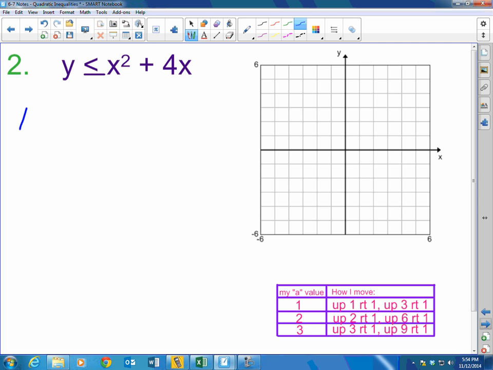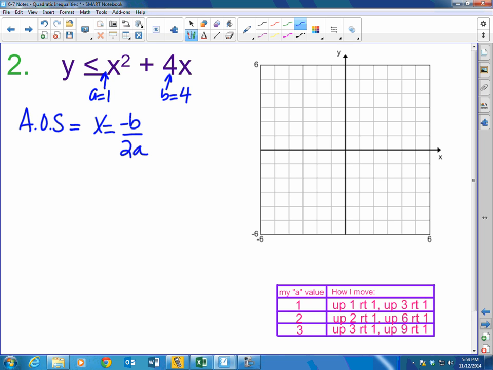If you remember from the very first day that we did quadratics, we learned the equation for the axis of symmetry is x equals negative b over 2a. And remember that a is the number in front of the x squared. So in this term, the a is 1. The b is the number in front of the x. So in this case, the b is 4. The c is your constant, which I don't have one in this case. So my c is 0. It doesn't really matter. I don't need it.